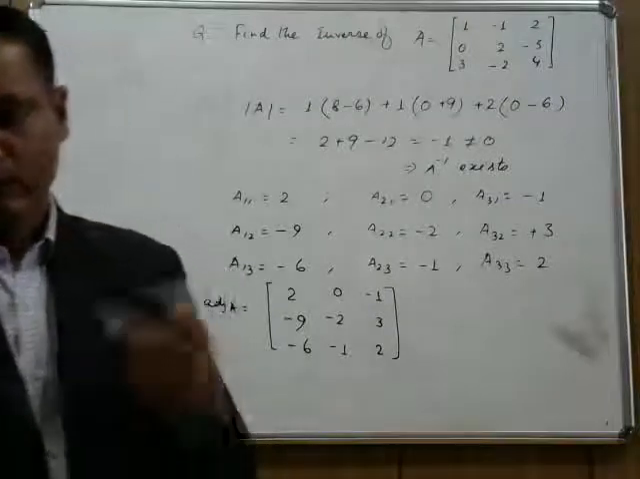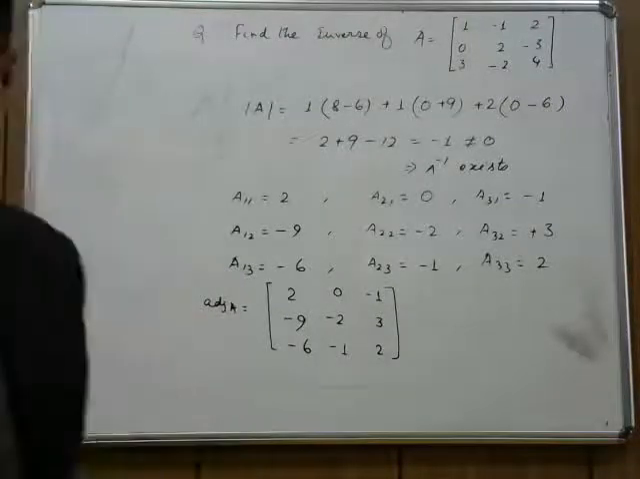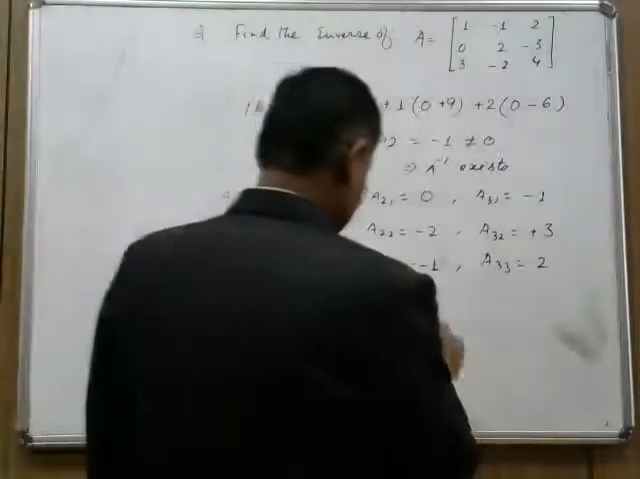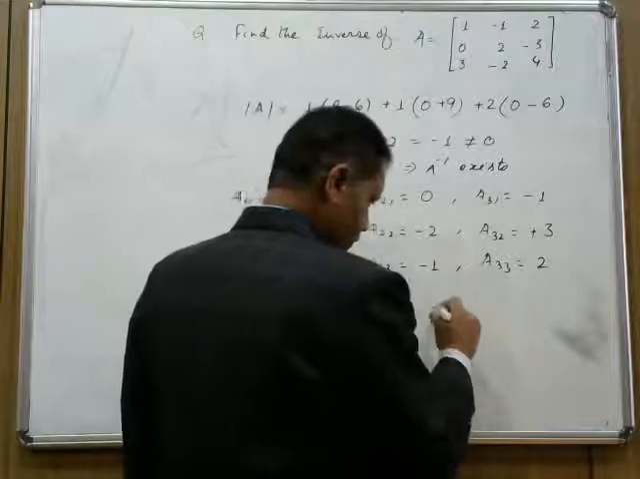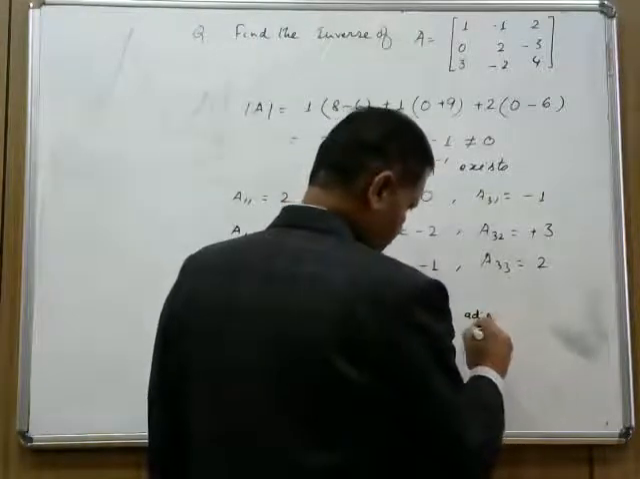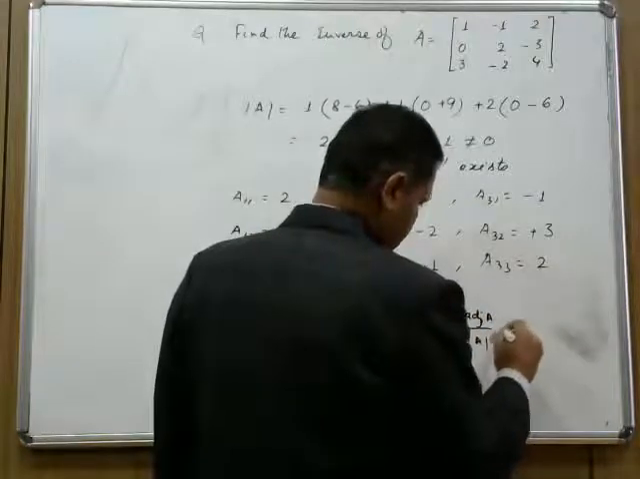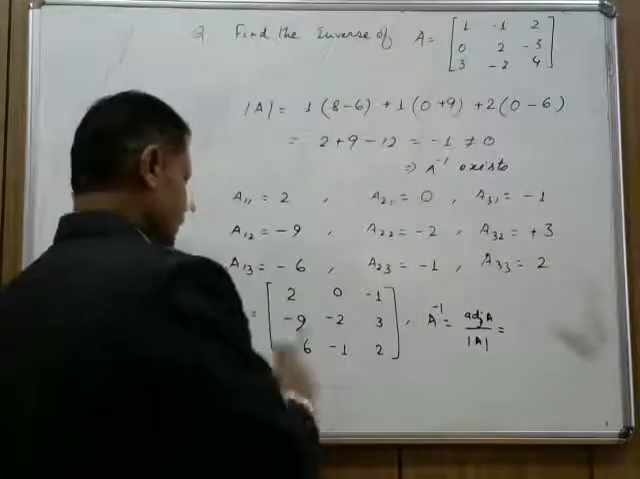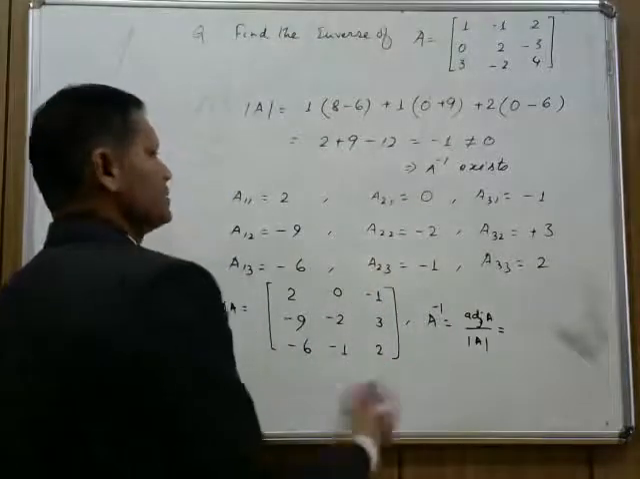So now the adjoint of A we have 2, 0, minus 1, minus 9, minus 2 and 3, minus 6, minus 1 and 2. Now we have to find out the inverse, and we know that A inverse is equal to the adjoint of A upon the determinant of A. The determinant of A is how much? Already we have calculated, minus 1. So now with minus 1 I have to multiply each of the terms.